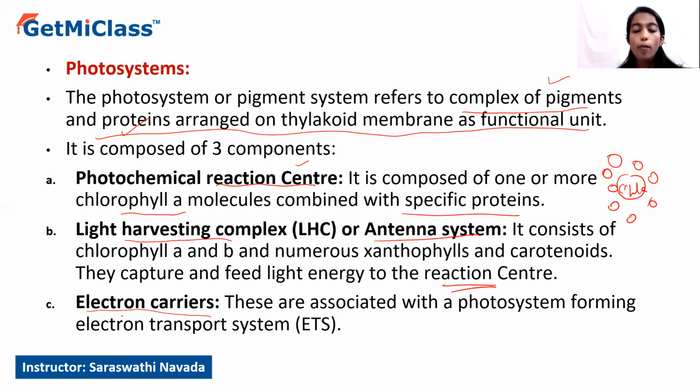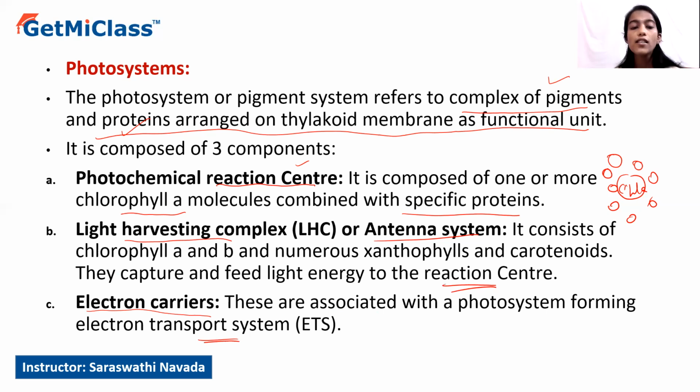Whereas the third component is electron carriers. So these electron carriers are associated with the photosystem, which forms the electron transport system in case of photosynthesis. So what is the role of this electron transport system? We can understand when we study the light reaction. So that is regarding the components of photosystem.